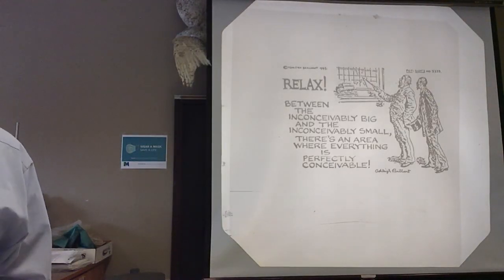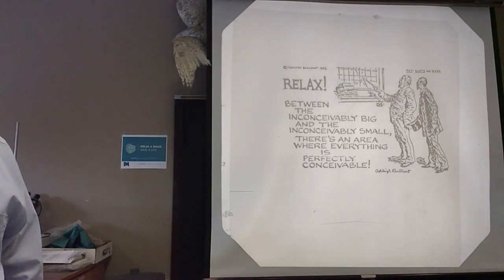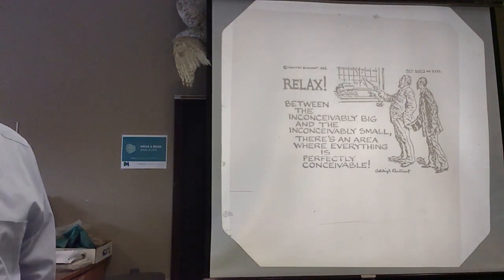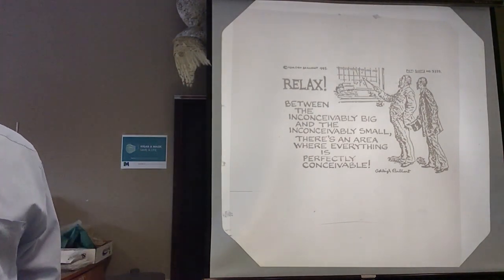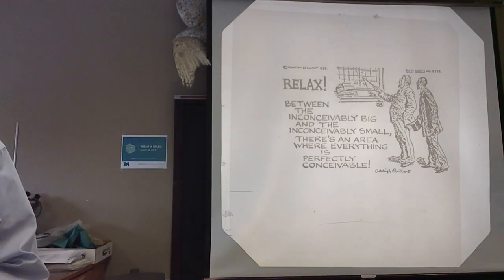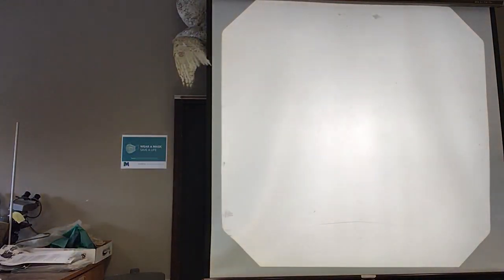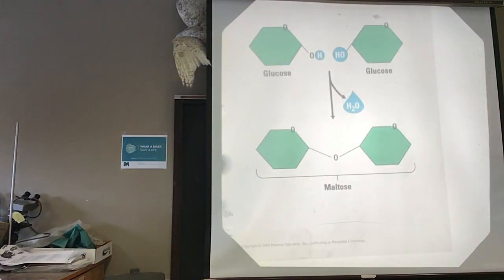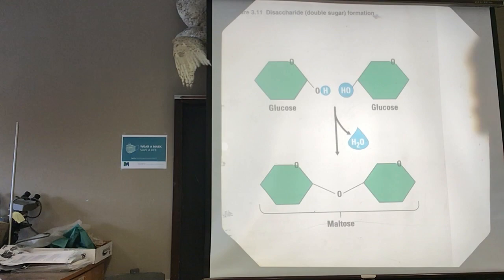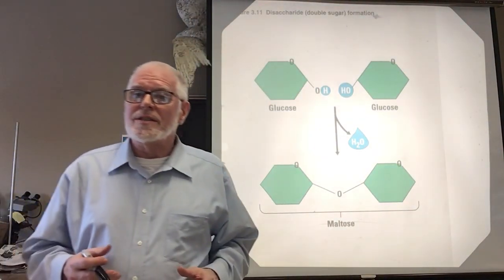This is chapter 5 in section 1. Now we're going to get into biological molecules, the 4 major classes of biological molecules. A couple of things to get out of the way before we actually get into the molecules. The molecules are built from components.